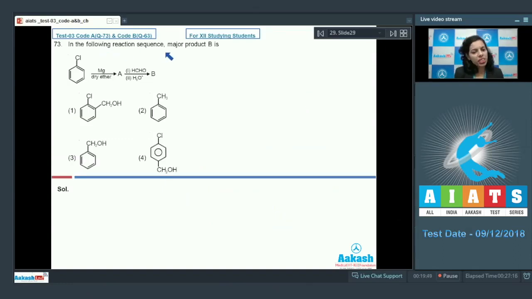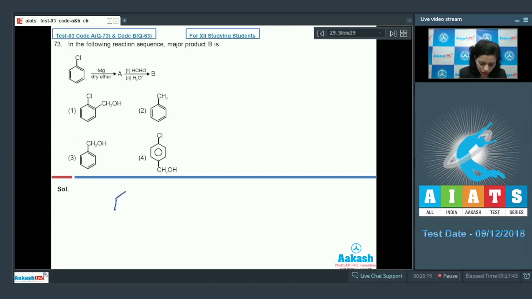In the following reaction sequence, major product B is. In this reaction sequence, first we have chlorobenzene and it's reacting with magnesium in the presence of dry ether. Definitely the organometallic compound would be formed, and that is Grignard reagent. A is Grignard reagent, and further it is reacting with aldehyde to form the product B. We have to identify the major product B in this case.